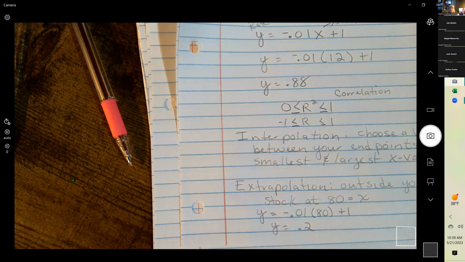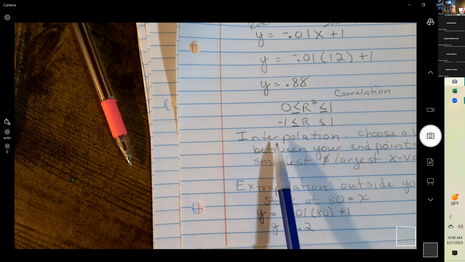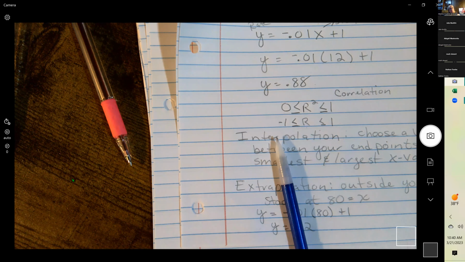So it's growing at 20% when the stock's at 80. But that would be extrapolation because it was outside of the values we used. And it's not as accurate as the R-squared we had. The R-squared, that is for the values between your smallest and largest. It will be that accurate. But it can't guarantee outside of it because it doesn't know what it's going to do.